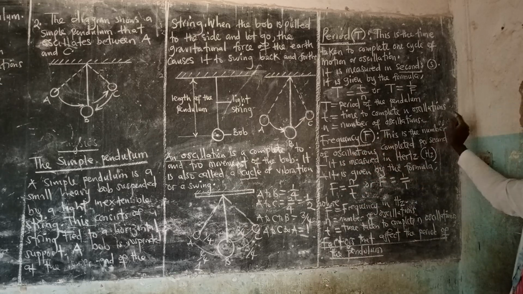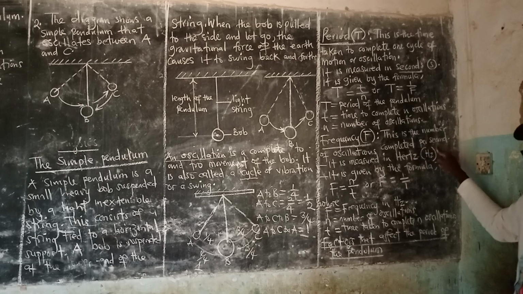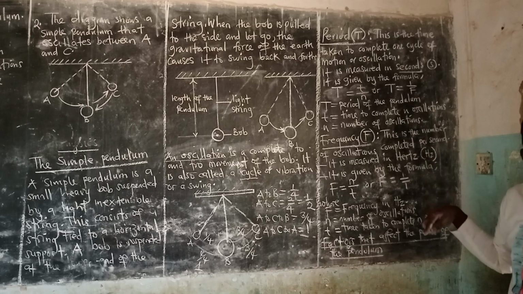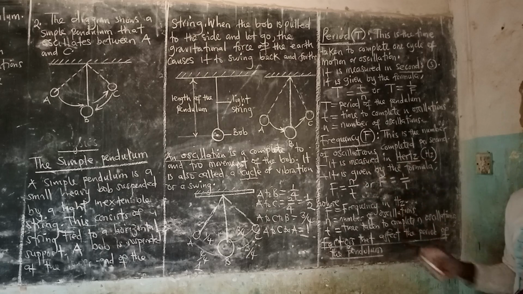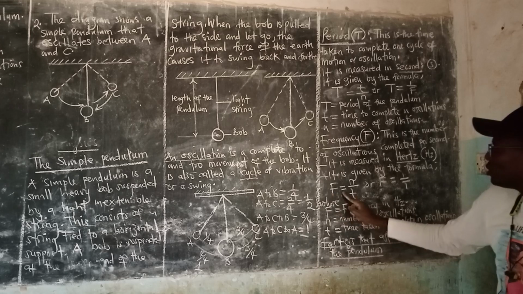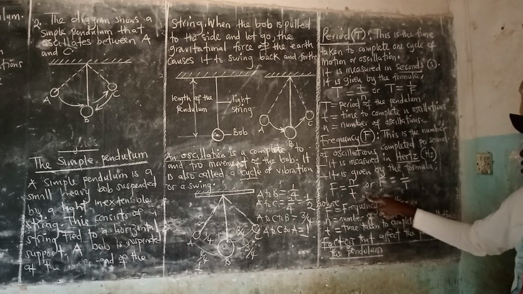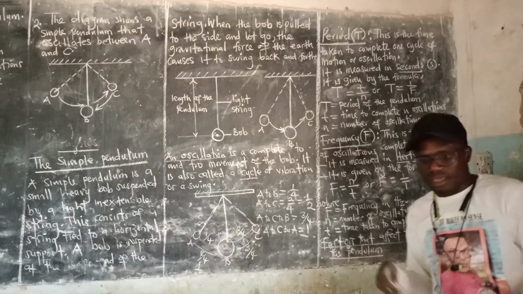Frequency f is the number of oscillations completed per second, or the number of cycles in 1 second. It is measured in hertz. And it is given by the formula f is equal to N over t, or f is equal to 1 over T. Now, let's look at the examples there.